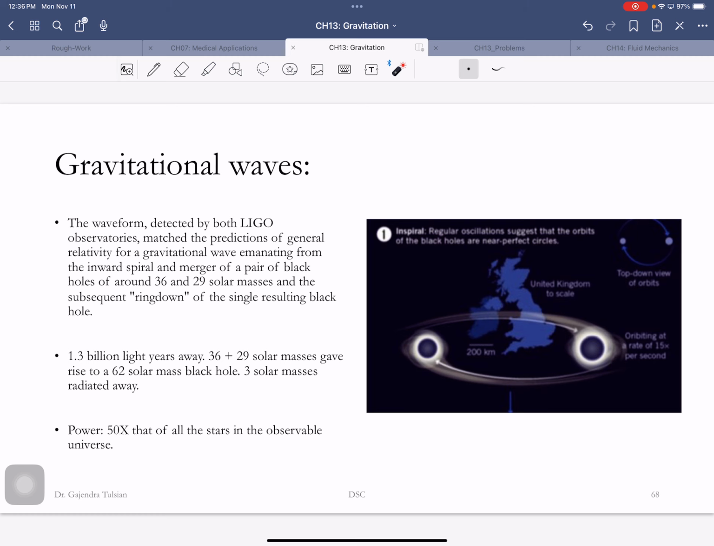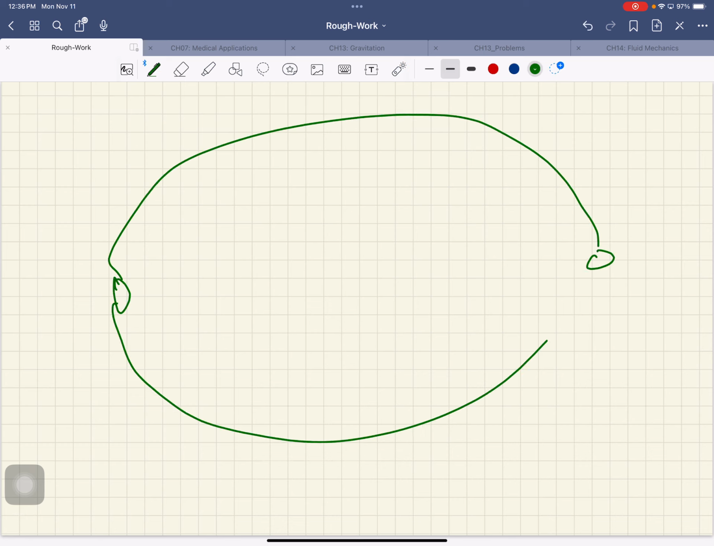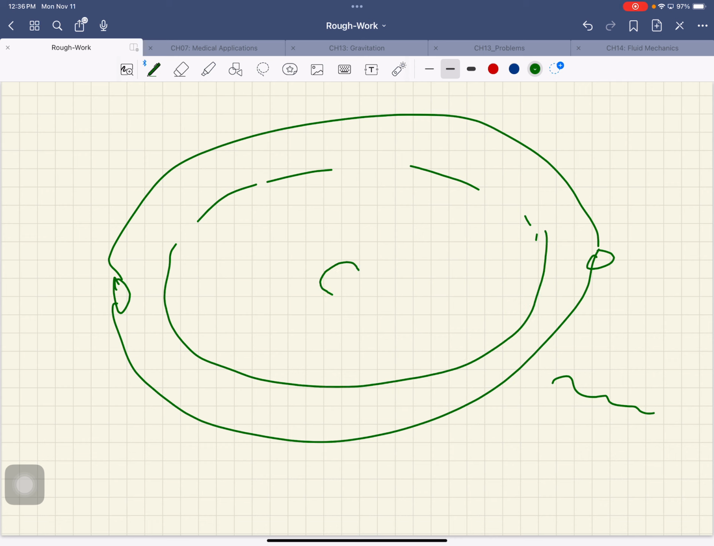Now here's what happened. This was 1.3 billion years ago. Those guys had been revolving, going around each other for a long time, and as they lose energy, they get closer and closer. And we only saw them for the last 200 milliseconds. They were winding towards each other, and just before they merged, we saw this signal that lasted about 200 milliseconds. All right. Why did we see this only now, the last 200 milliseconds and not all that signal?